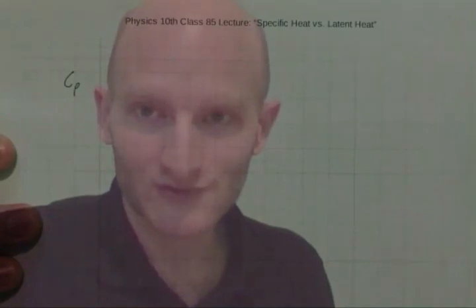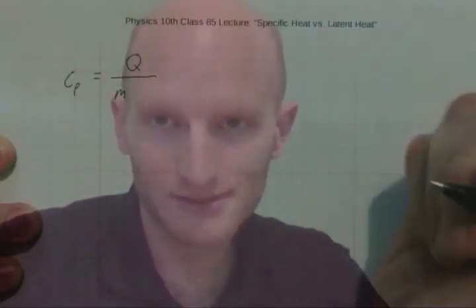Okay, so this first formula you've seen before. We have the specific heat of a substance is equal to the amount of heat energy divided by the mass of that substance times the change in temperature.